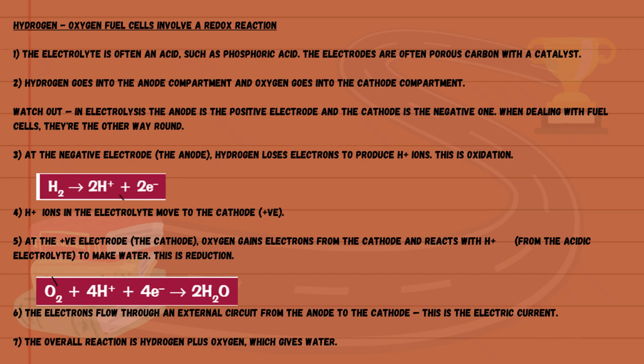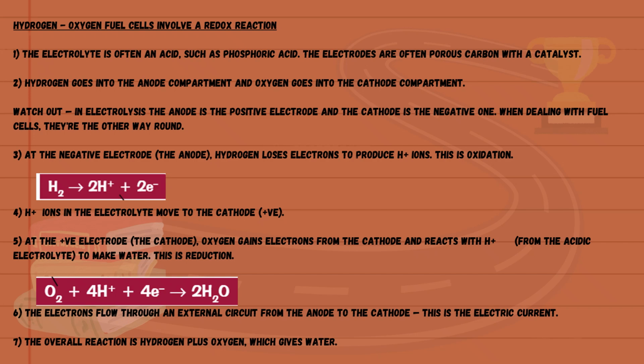H+ ions in the electrolyte move to the cathode, the positive electrode. At the positive electrode, the cathode, oxygen gains electrons from the cathode and reacts with H+ from the acidic electrolyte to make water. This is reduction. O2 plus 4H+ plus 4 electrons becomes 2H2O.